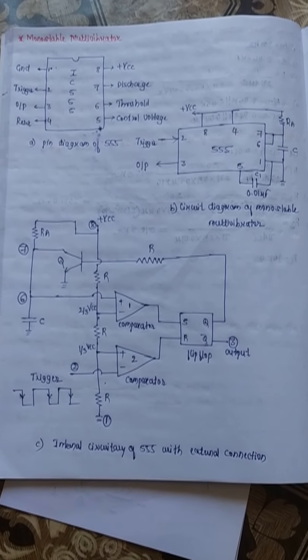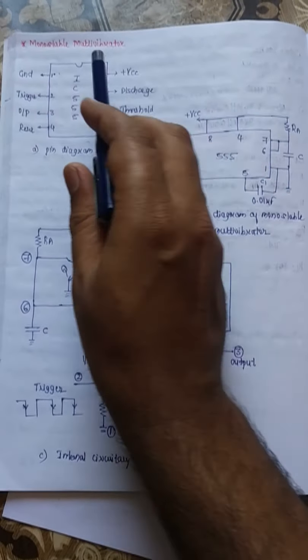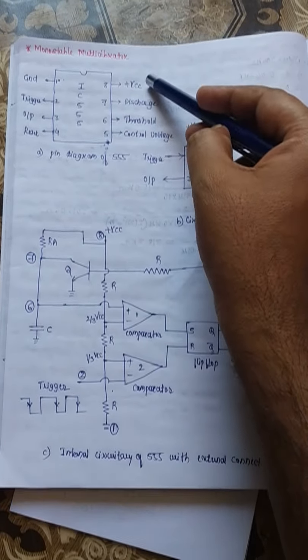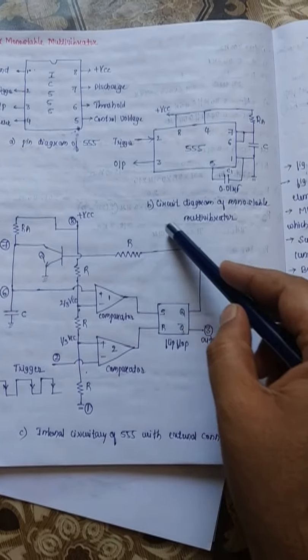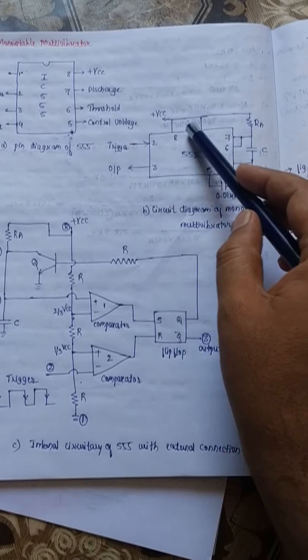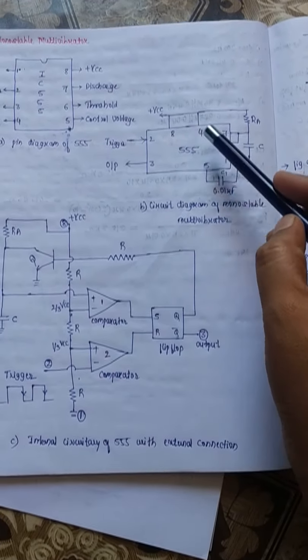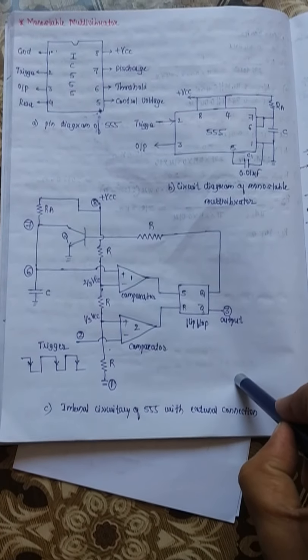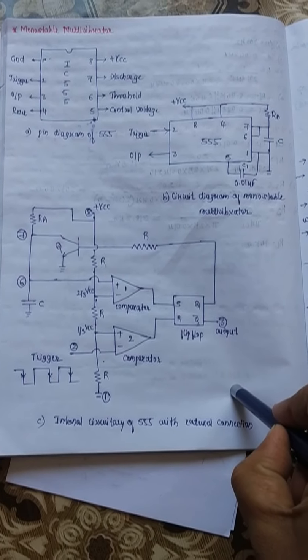Hello everyone. Here we'll see the monostable multivibrator. The first diagram is a pin diagram of IC555 and the second diagram is nothing but the circuit connection of a monostable multivibrator. See here, whatever the internal circuit diagram of 555 is, that is redrawn once again here in the figure C to understand the better working of a monostable multivibrator.